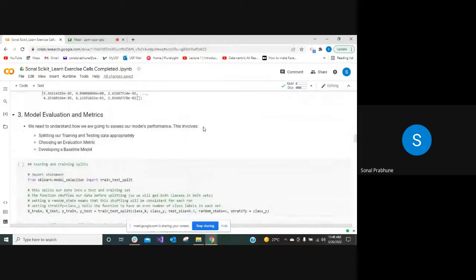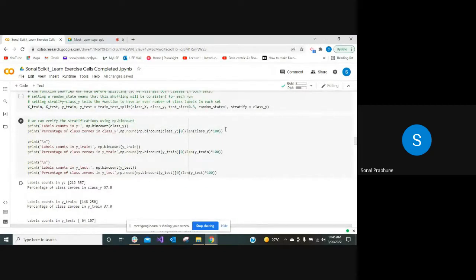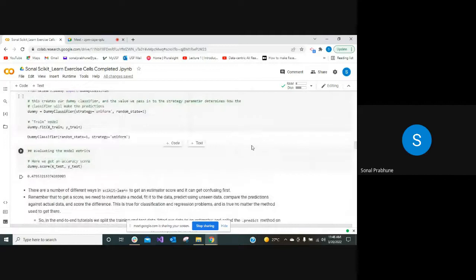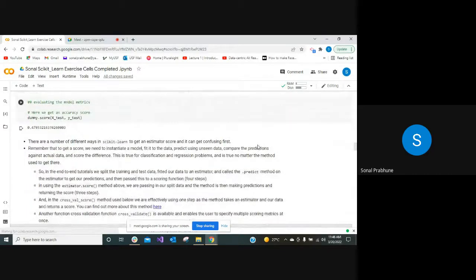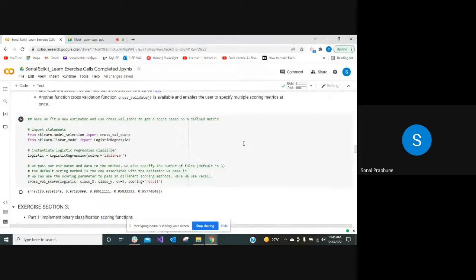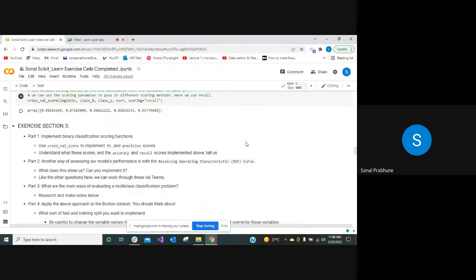Exercise 3 was about the metrics that we evaluate to find the accuracy of a model. I think the one that was being used actually was recall, and we were supposed to do it with precision and F1 score. So precision is true positive upon true positive plus false positive, I think. And recall is true positive upon true positive plus false negative.